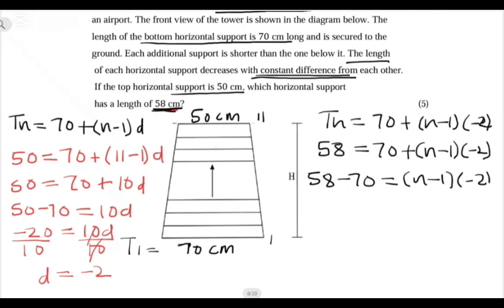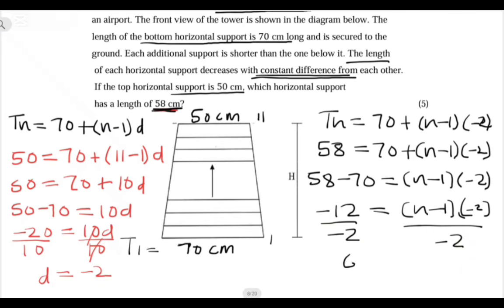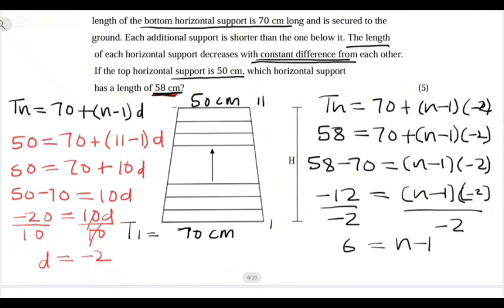Remember, guys, there's a lot of ways to solve for n here, but I prefer this one. So I'm going to divide both sides by, okay, let's not just divide first. Let's just simplify this. 58 minus 70 is going to give you negative 12, which is equal to n minus 1 times negative 2. So I'm going to divide both sides by negative 2 and negative 2. And then this one is going to give us 6, and then n minus 1 is going to be left. And then we're going to take this one to the other side, and n is equal to 7.